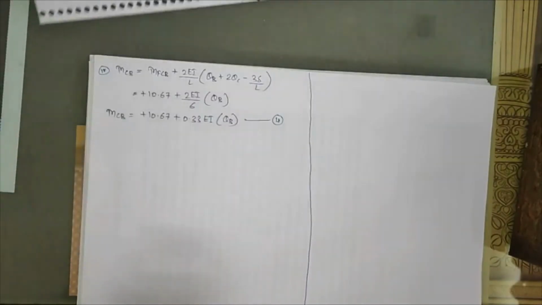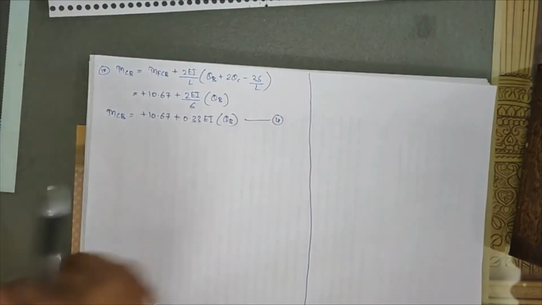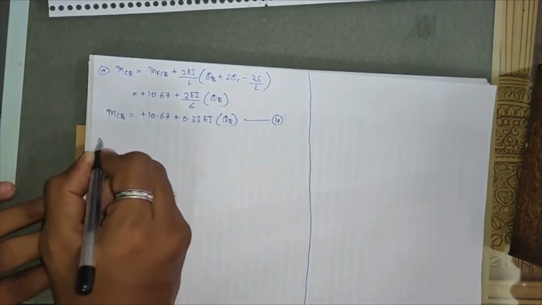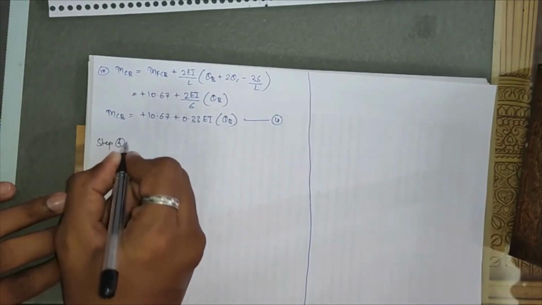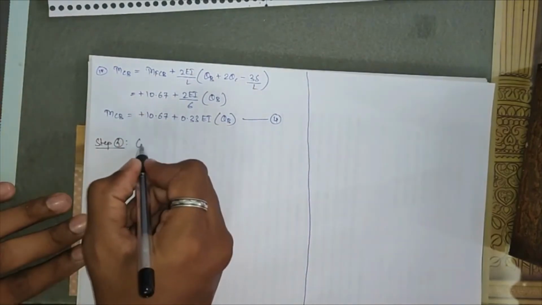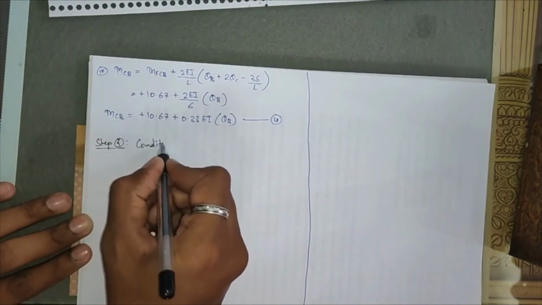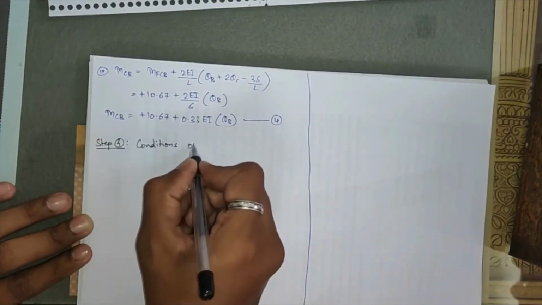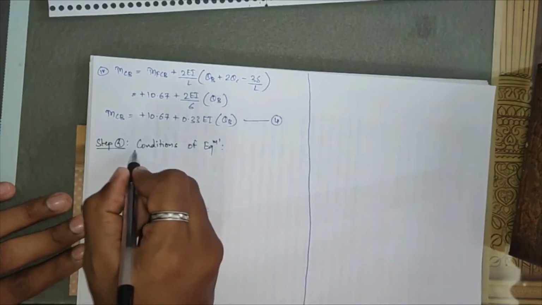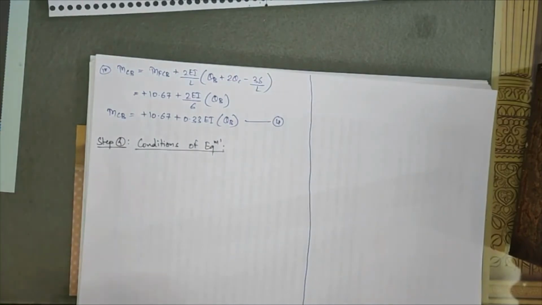So these will be the slope deflection equations, right? Then we'll move to the next step, that is step number 4. Step number 4 is conditions of equilibrium. Now, what are conditions of equilibrium?